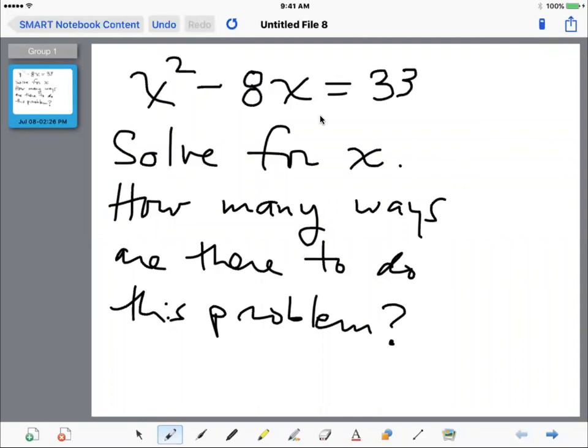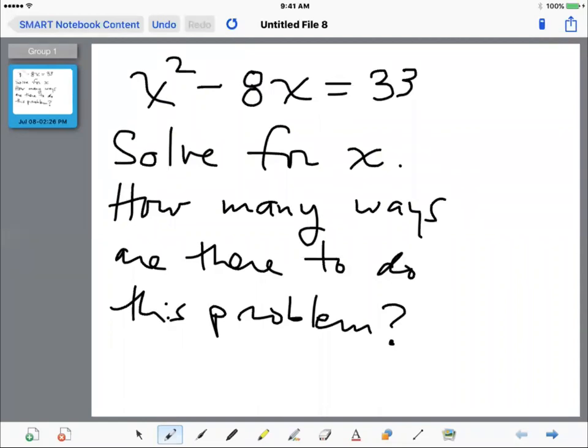Okay, now I see in the comments, someone says 2 ways, someone says 4 ways, and unless I wrote the question out wrong, I think the answer is going to be an integer or 2 integers.